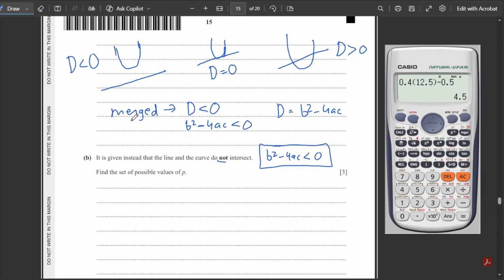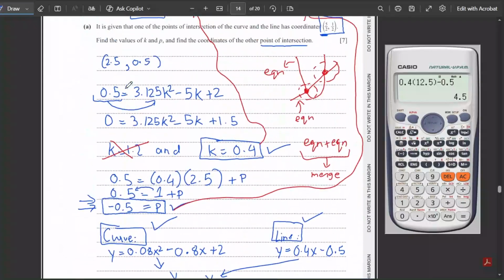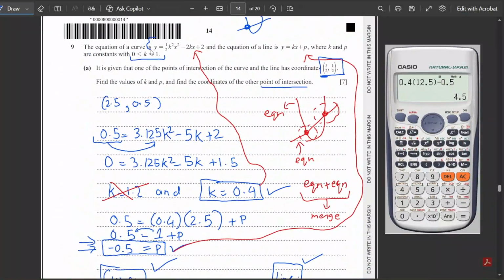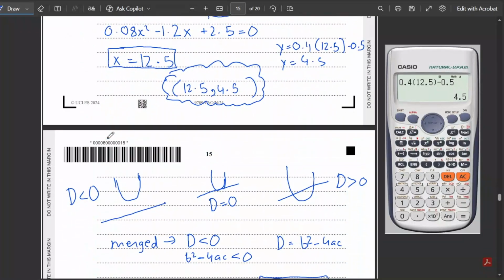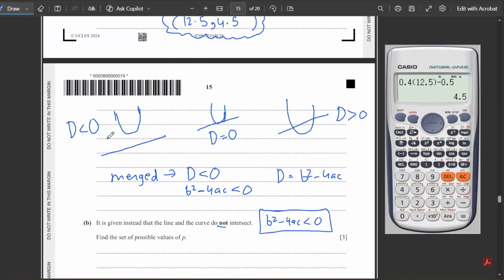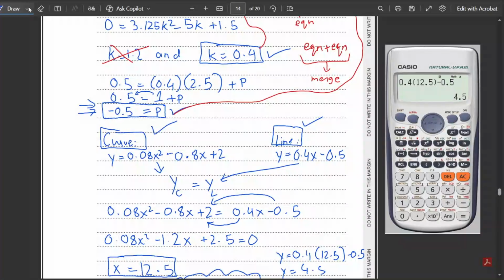Therefore, what we're going to do is get the merged equation. So going back over here, we have the curve equation and we have the line equation, and we're going to combine both of these. We're going to get a merged equation, and then within that merged equation, we're going to set the condition that the discriminant is less than 0, which means they do not intersect. And for that particular situation, we're then going to find out the values for p. Now, we are also not going to use this particular value of k, because we got this value when intersection was indeed happening.